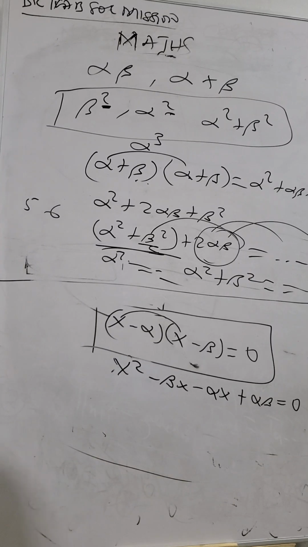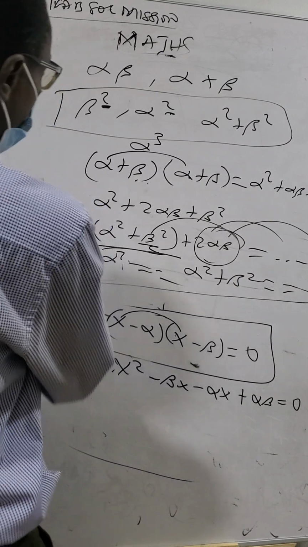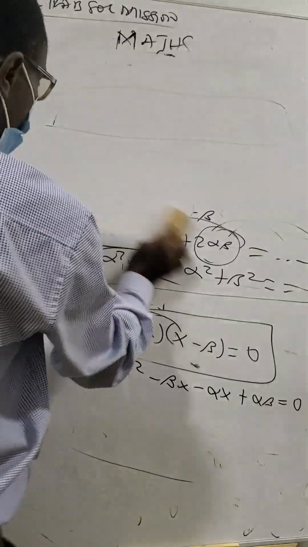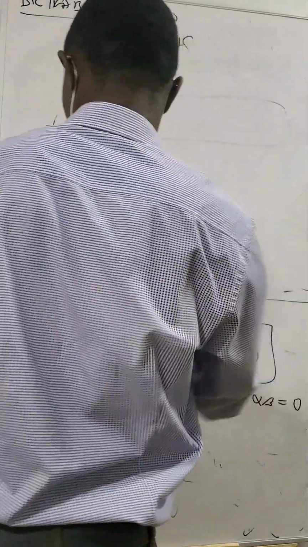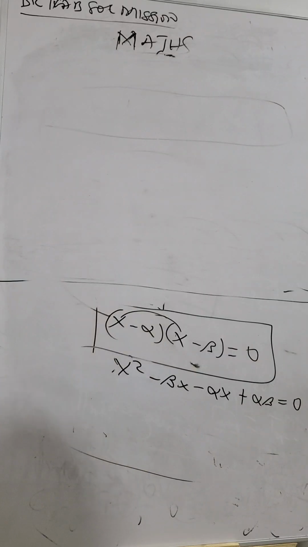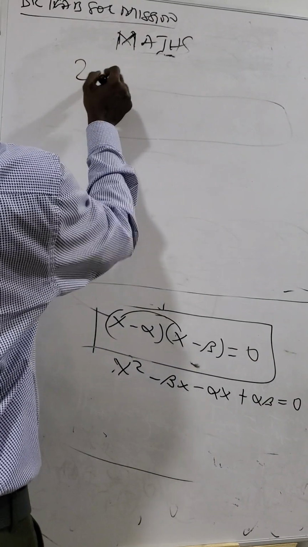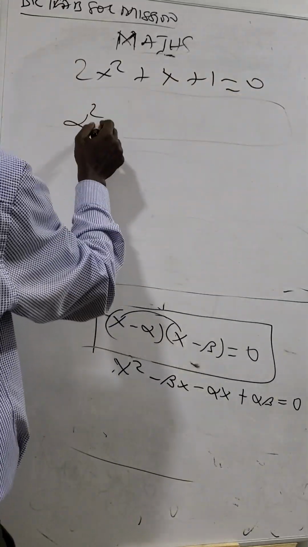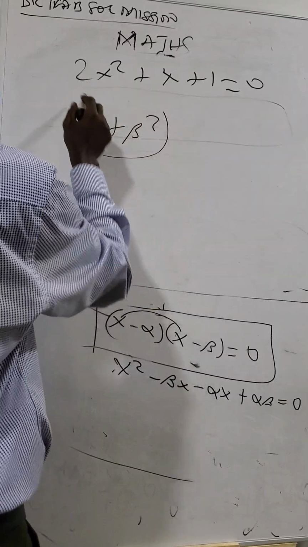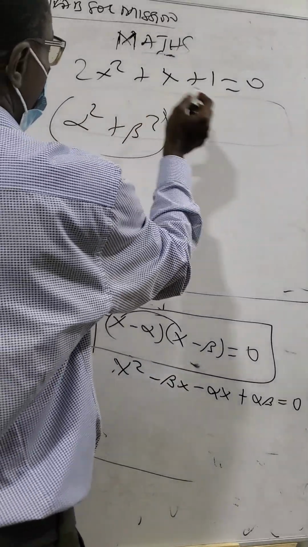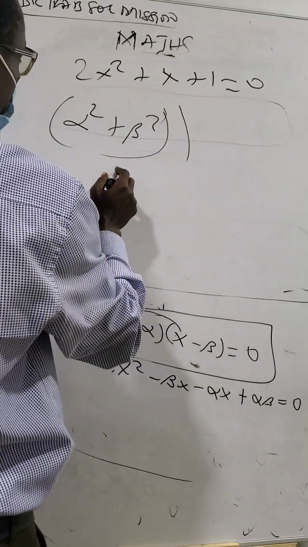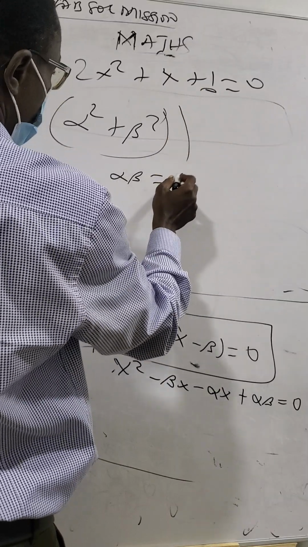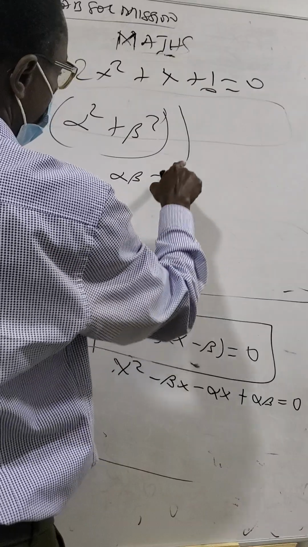So from this, let me briefly look at an example that we can begin to work with. Let's say an equation is given to us: 2x squared plus x plus 1 is equal to 0. And then we are asked to find alpha squared plus beta squared. Here, we know that the general rule is alpha beta is equal to the constant, which is c over a.